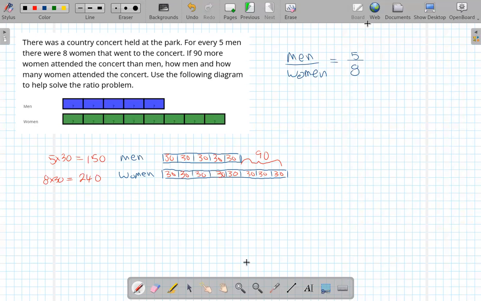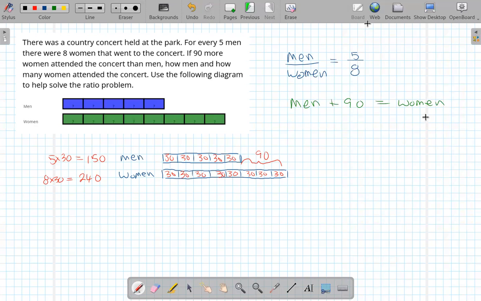So without the picture, how would I do this? Again, the picture was pretty awesome. Let's try it without. Let's see. There's 90 more women that attend than men. So that means if I take the number of men and I add 90 to it, that's going to give me the number of women. And then I could combine these two together to try and figure out how many men or women there are.